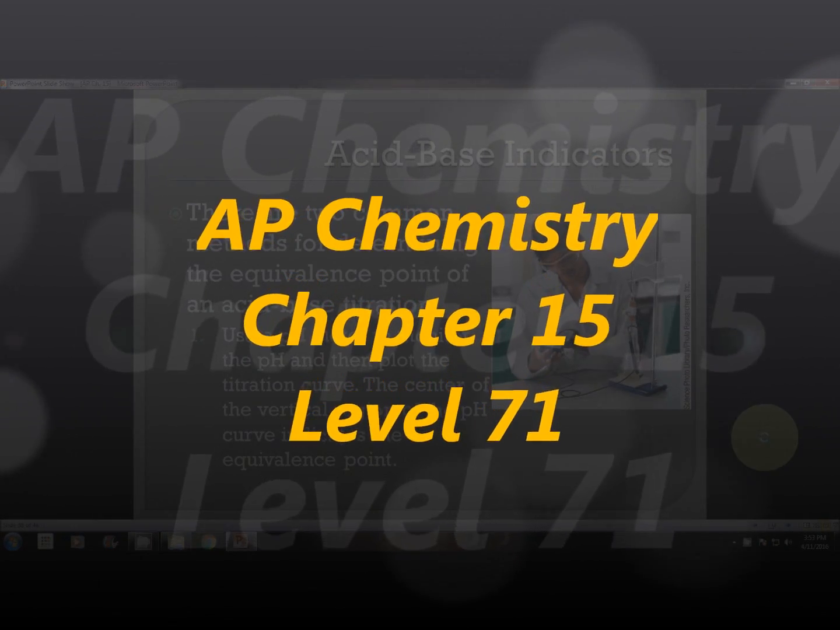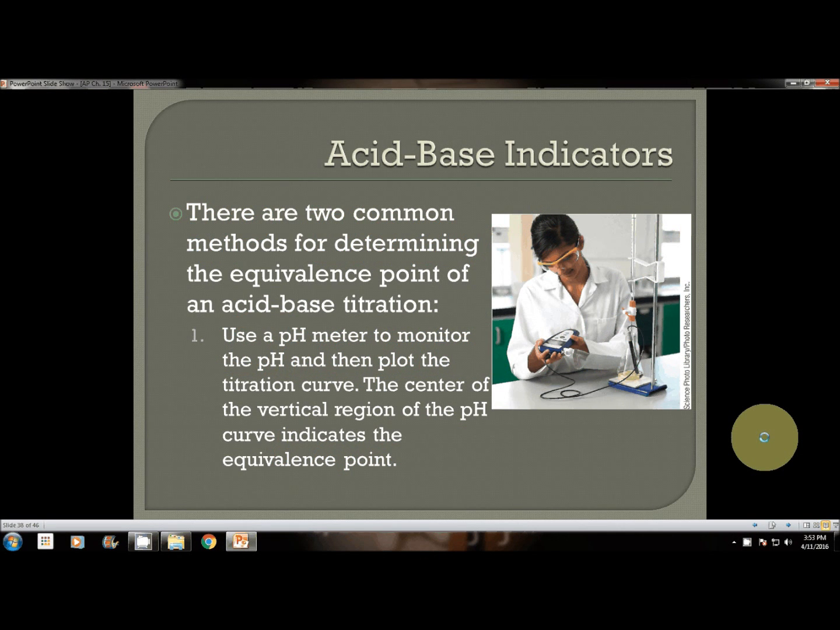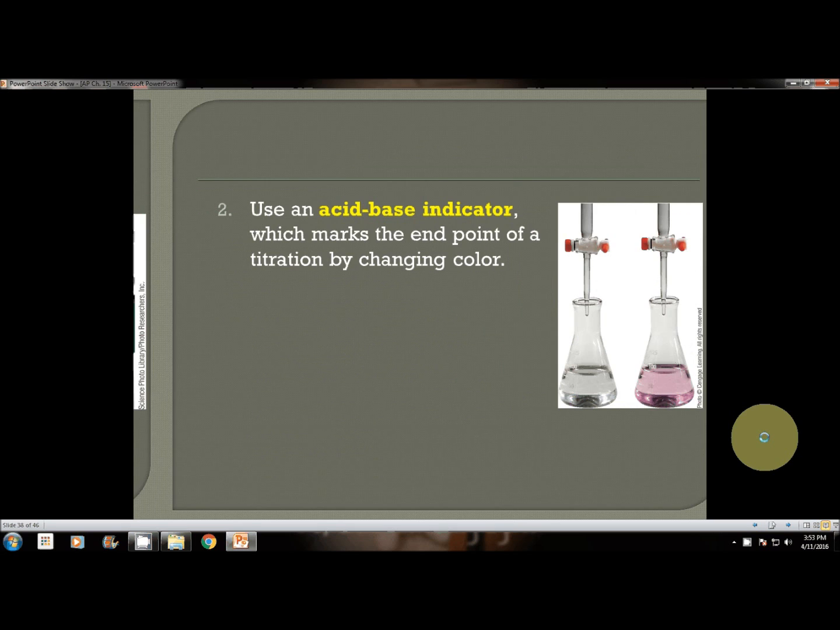The section for chapter 15 is about acid-base indicators, which we've used before back in chapter 4. There are two common methods for determining the equivalence point when you are doing an acid-base titration. One is to use a pH meter to monitor the pH and then plot the curve of the titration. The center of the vertical region of the pH curve indicates the equivalence point.